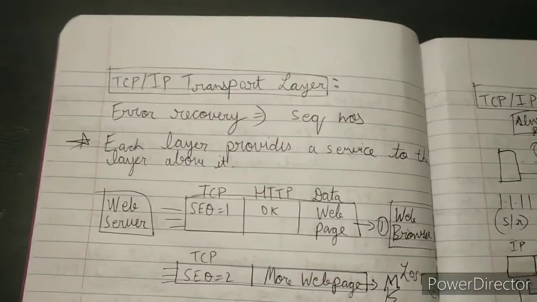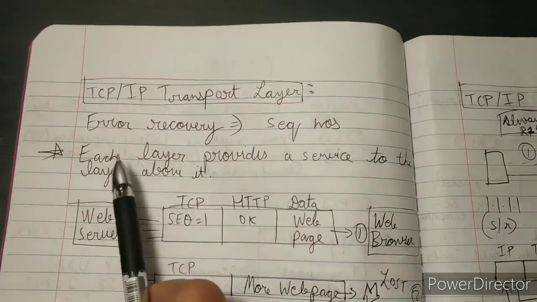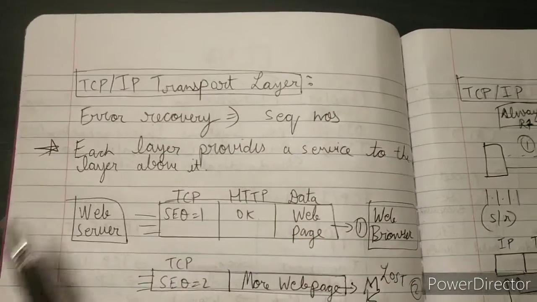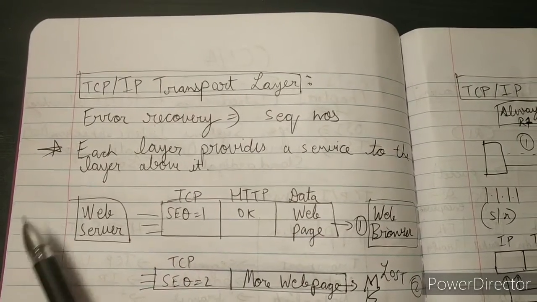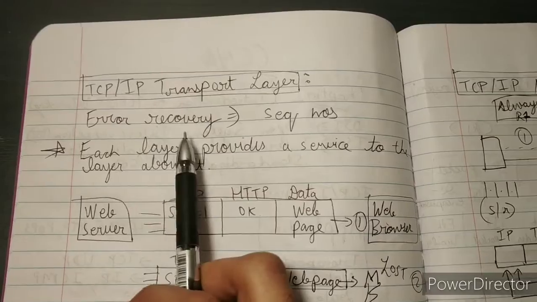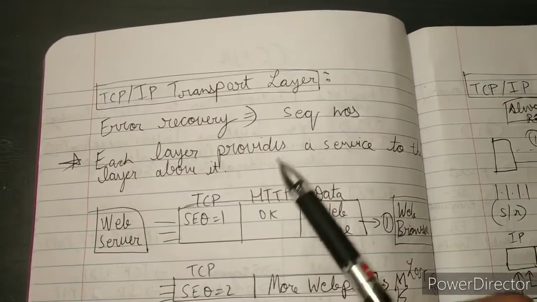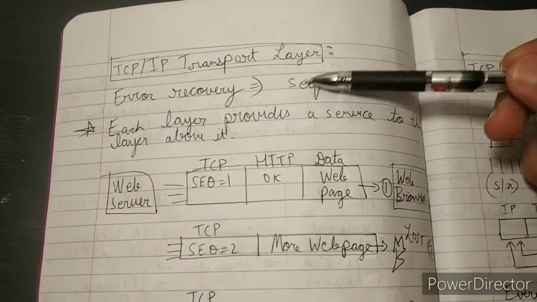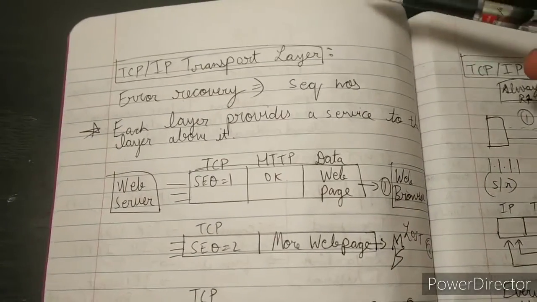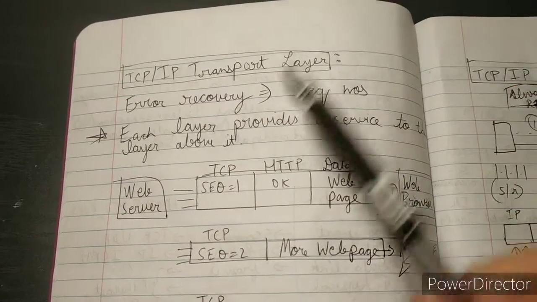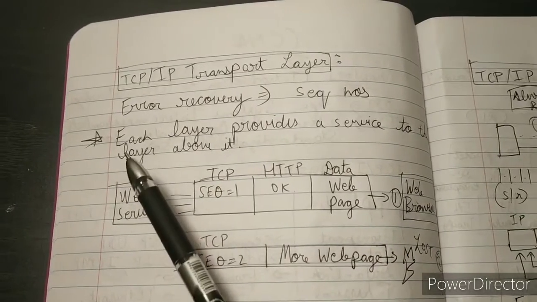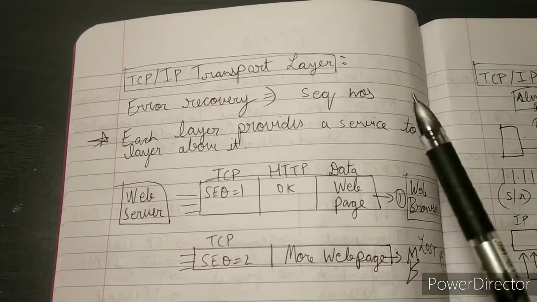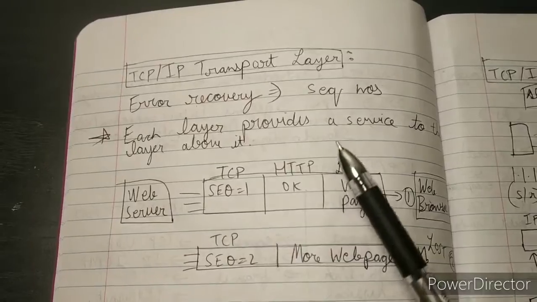So the next layer which we are going to talk about is the TCP/IP transport layer. The transport layer provides the service of error recovery, which is done with the help of sequence numbers. The transport layer provides services to the layer above it, which is the application layer. So it is very important to note that each layer provides services to the layer above it.